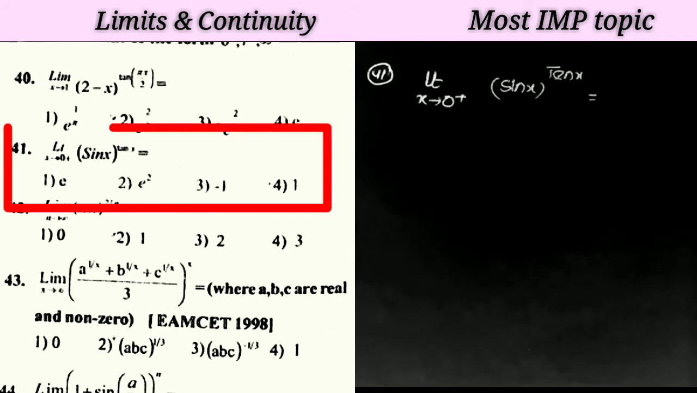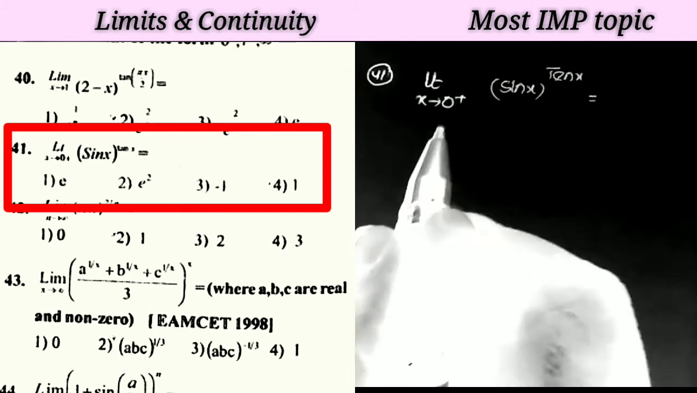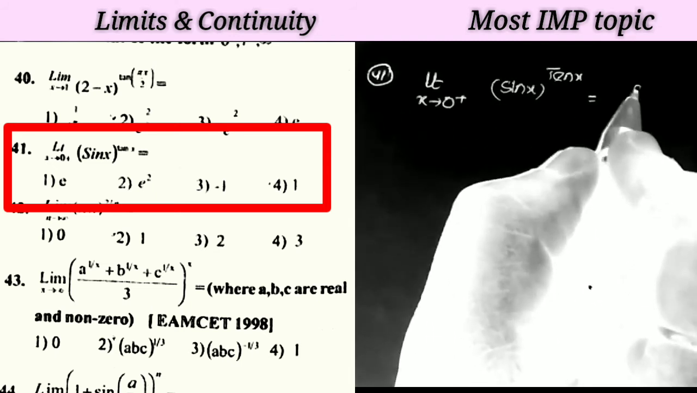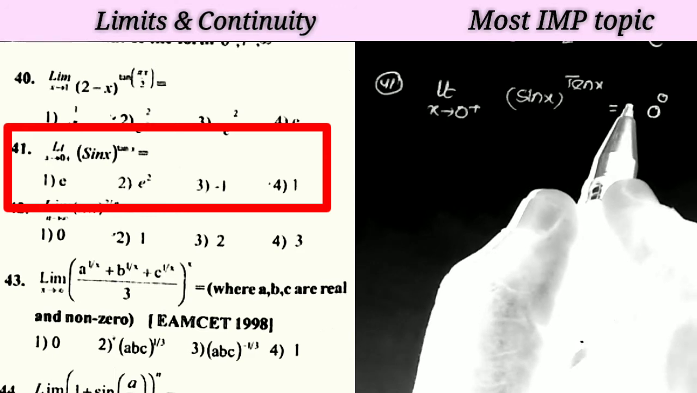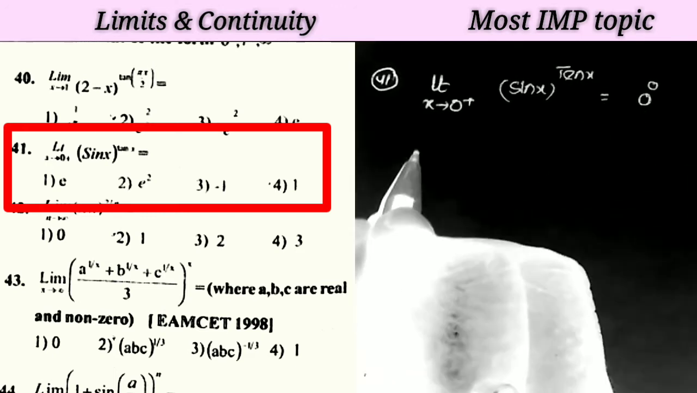Next question: limit x tends to 0 plus of (sin x) power tan x is equal to. Taking x equal to 0 directly in the given question first, what does it return? 0 power 0: sin 0 is 0, tan 0 is 0. When we get 0 power 0, then we have one formula. What is that formula?